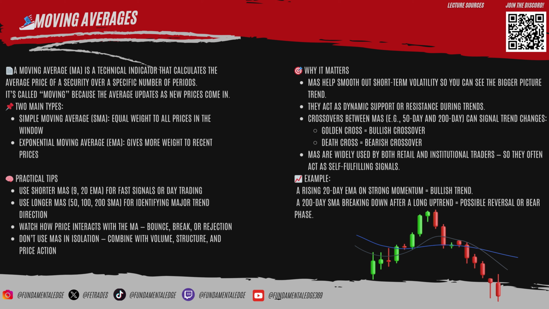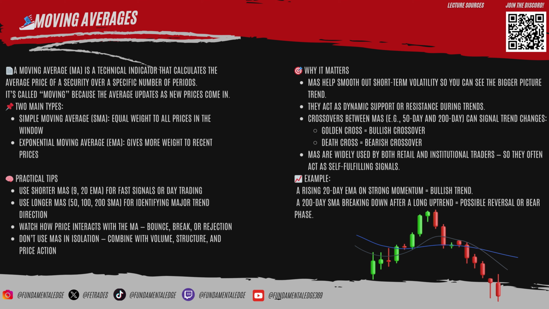One powerful concept to know is the crossover. A golden cross happens when a short-term SMA like the 50 crosses above a long-term SMA like the 200, a bullish sign. A death cross is the opposite, often a signal of a bearish shift. And remember, different SMA work better for different time frames and strategies.